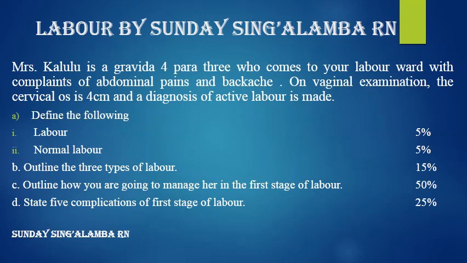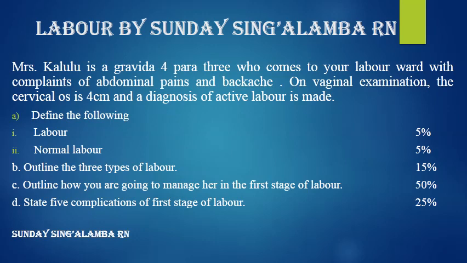The third type is prolonged labor. Prolonged labor is a form of labor that exceeds 24 hours in a primigravida.